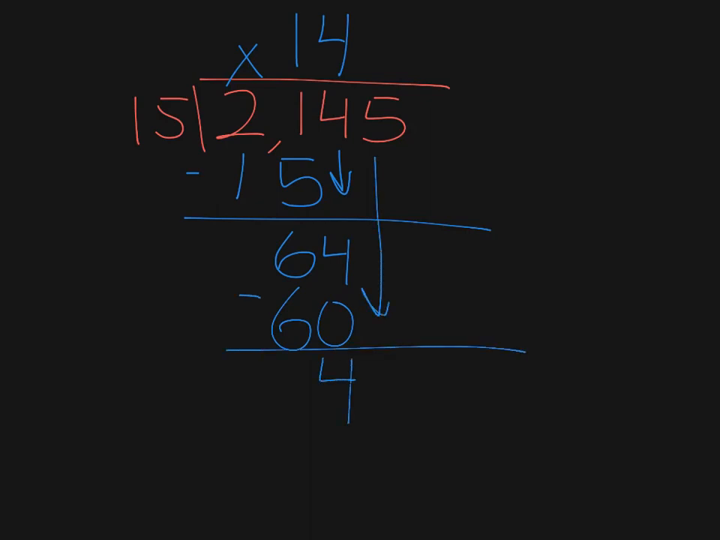I'll bring down the 5, and I know that 15 can go into 45 3 times because once again it goes 15, 30, 45. So my quotient is 143.